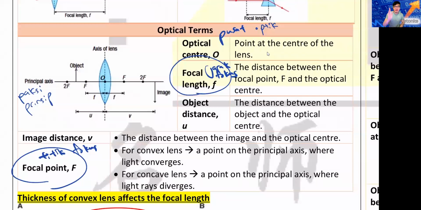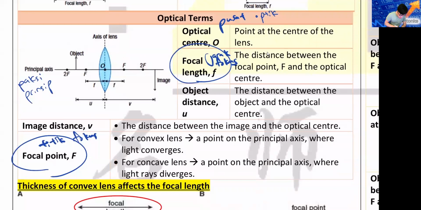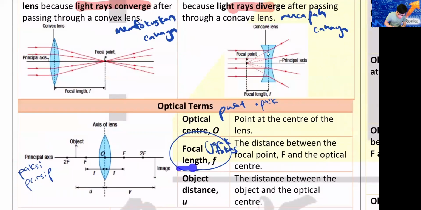So like I said just now, if you have a piece of paper and you put your magnifying glass, it will focus light onto that point. That point is the focal point because all the light will focus at that one point. And then the paper will start burning. So that's your focal point, titik fokus. You don't need to memorize this, not important. And then what is your focal length?